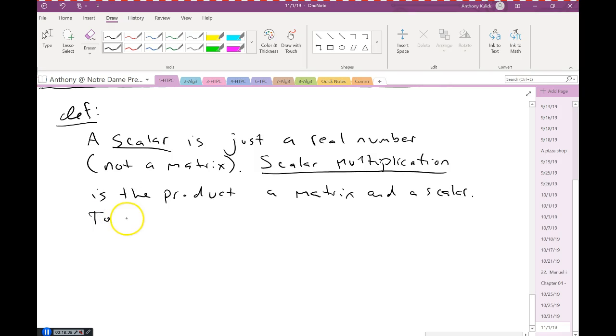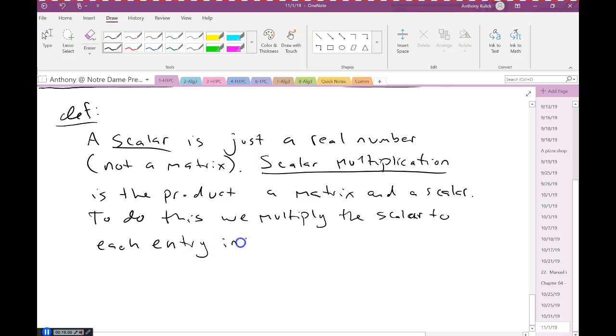To do that multiplication, we multiply the scalar to each entry in the matrix. So just like we did for addition, we've written a kind of in words definition. But let's also write a symbolic one, because oftentimes the symbolic definition is going to be more useful to us going forward.